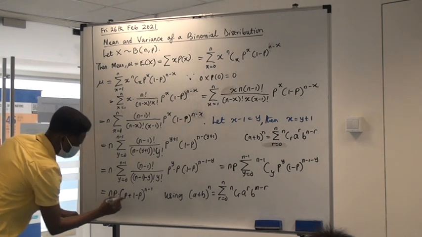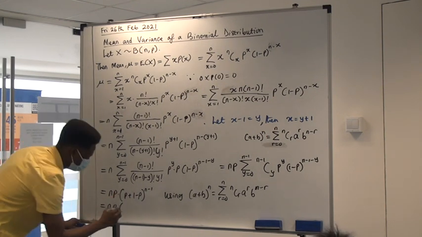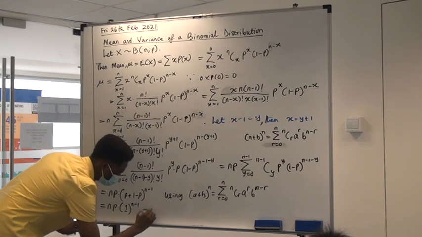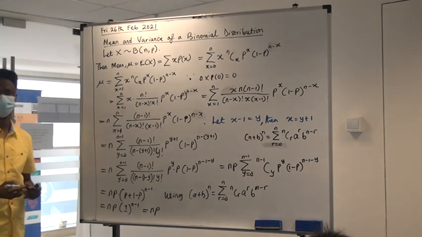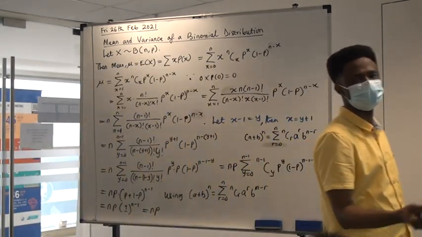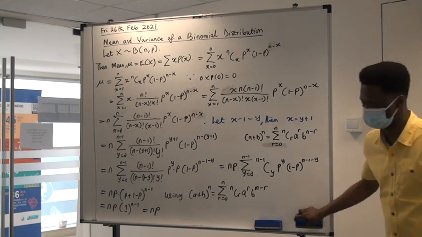So, what is the bracket here? 1. And 1 raised to power anything is what? 1. So you are left with what? NP. So that's why your mean is just n times p, and it makes sense. Okay? It makes sense to think like that. Quickly, we have like 6-7 minutes.